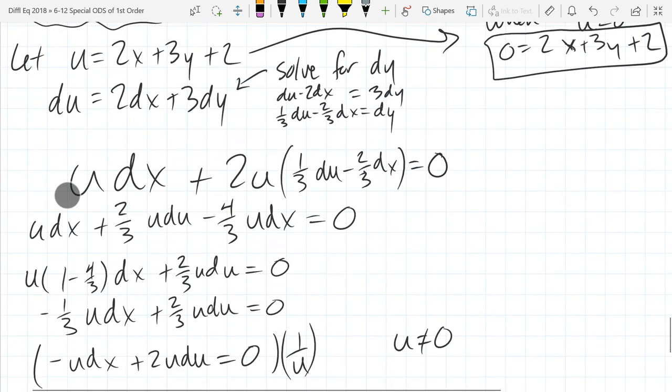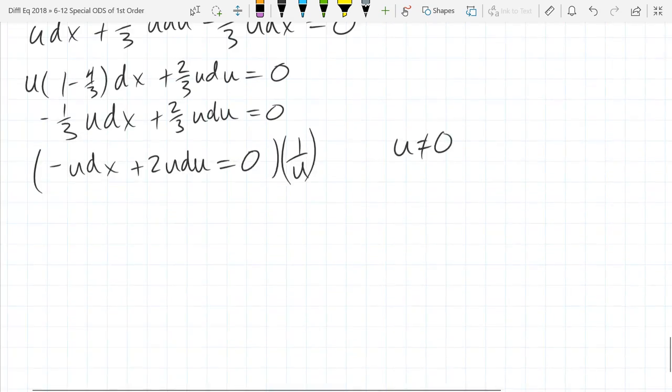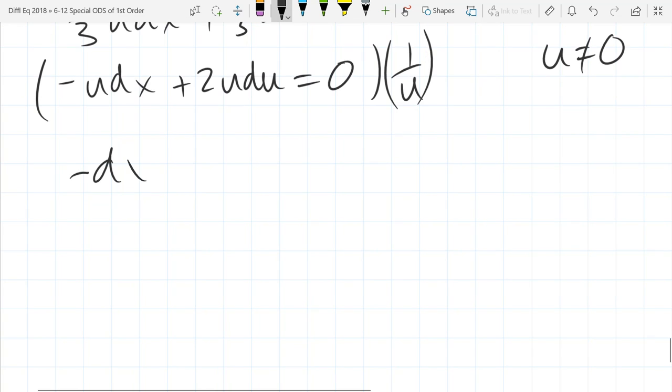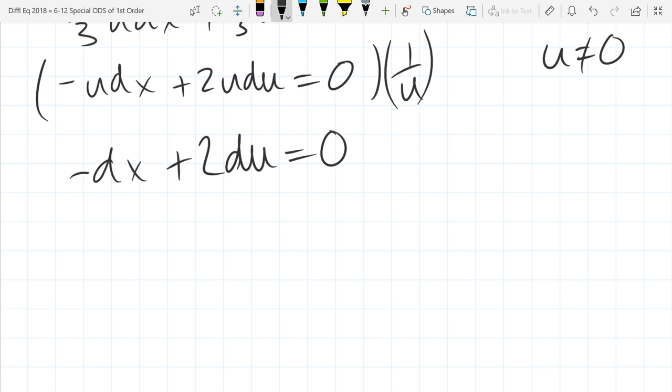All right, so let's get back to the when u is not zero solution. And we just have to integrate. This is probably the easiest differential equation we'll do. So we got minus x plus 2u equals c, and then we just have to take out u.